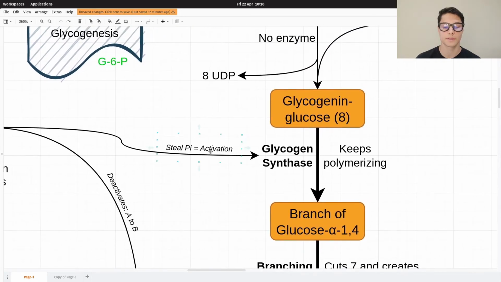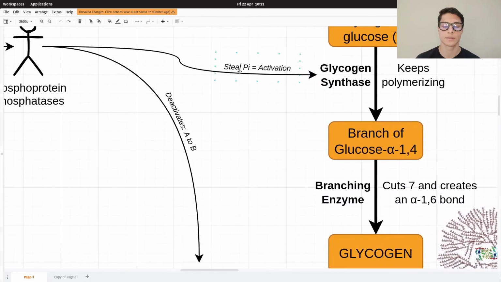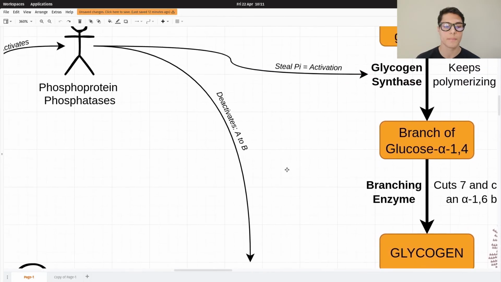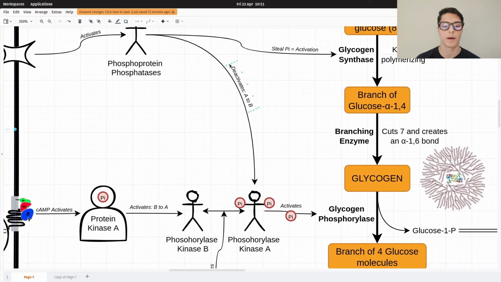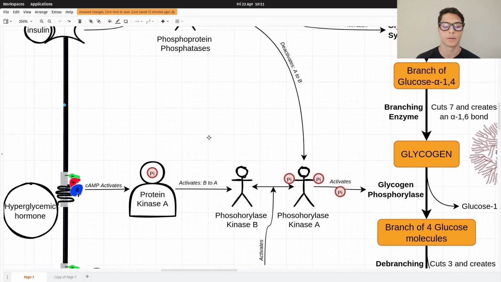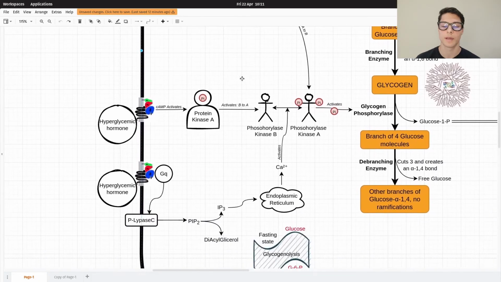What phosphoprotein phosphatase, also called PPP, does is steal the phosphates, because phosphatases steal phosphates. They steal the phosphates and activate the glycogen synthase, because this enzyme has 2 forms, one activated and one inactivated. The activated one is without the phosphates. So basically it's stealing those phosphates to activate this glycogen synthase. At the same time, it's stealing the phosphates from another enzyme. We're going to get back to that.